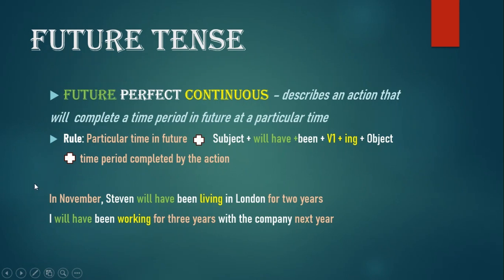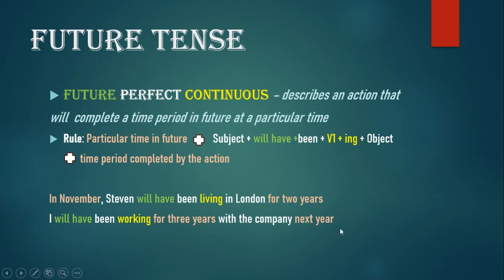In November, now this is a particular time in future, that is November, that is to come. In November, Stephen will have, future part, been living in London for 2 years. So in coming November, Stephen will complete 2 years of living in London. That is what it means. So it is put in the form of future perfect continuous tense. So in November, Stephen will have been living in London for 2 years. This is the addition of time period that is completed by the action of living.